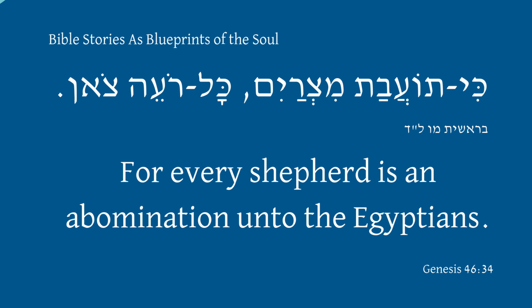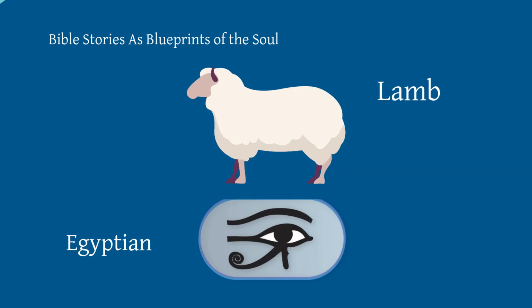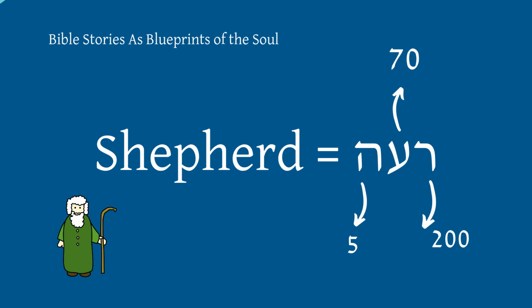Ba'avur teshvu be'eretz Goshen, for you shall sit in the land of Goshen, ki to'evat Mitzrayim kol ro'e tzon. For every shepherd is an abomination unto the Egyptians. And here is the place to ask the following question. If in a previous podcast we said that the Egyptians worship lambs, or the lamb is the god of the Egyptians, how can it be that the Egyptians hate every shepherd? Because usually lambs and shepherd go together.